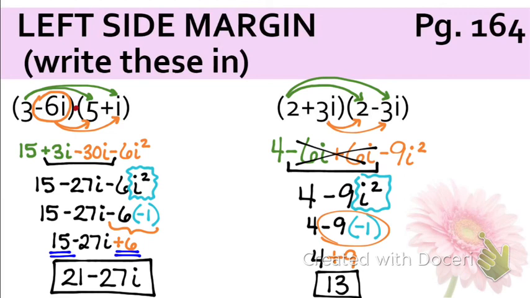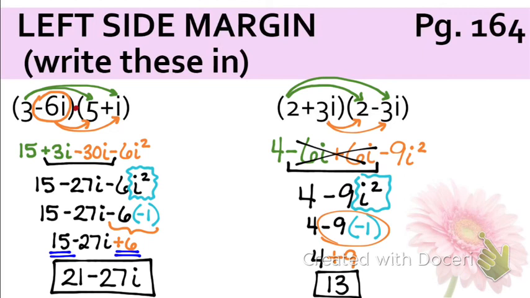What's different about the results of this one and the results of the previous one? It doesn't have i. This is just a real answer. Back here, when I double distributed and combined my like terms, I still had i. But here, my negative 6i and my positive 6i canceled. i squared is a real number, and so we replaced it with negative 1.